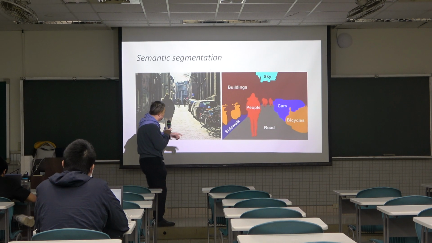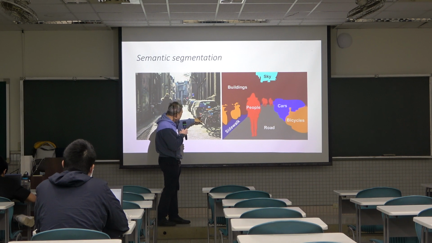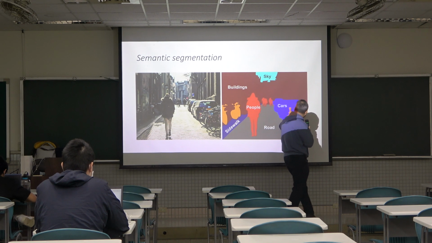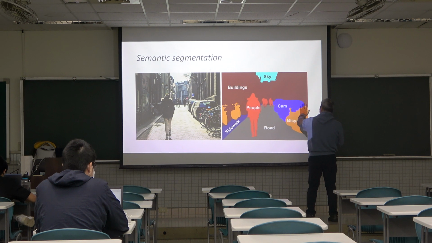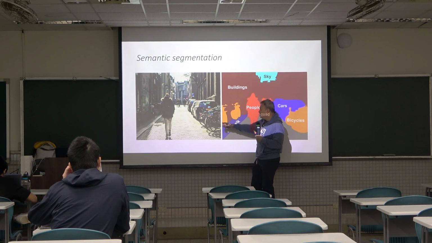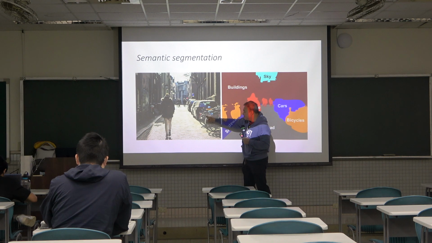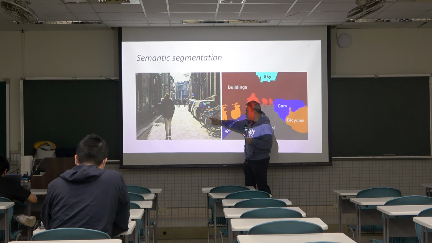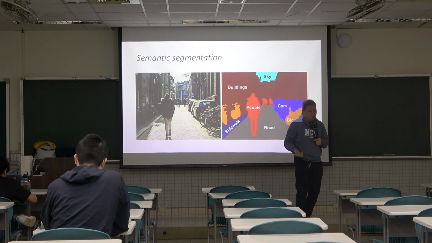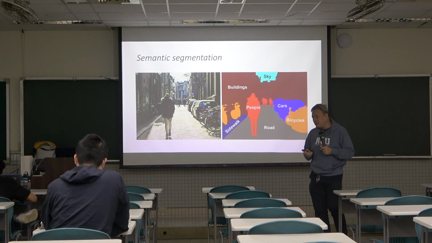As I said, if the pixels belong to different bicycles, with semantic segmentation they all fall into the same blob, right? But in instance segmentation, not only does it tell you this is a bicycle, it is also able to distinguish different bicycles for you. So it is obviously much more advanced than semantic segmentation.